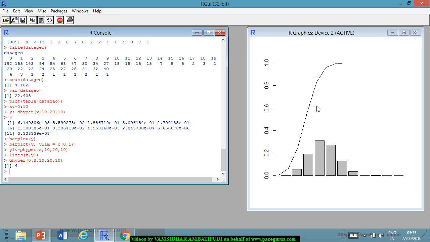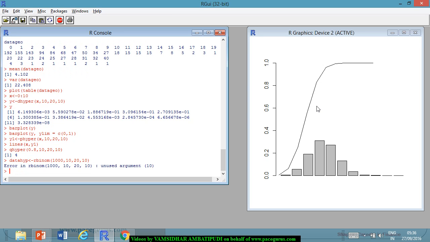And if I have to generate random samples, talking about how many successes can be generated, for that I can use R binom, where I'll generate 1000 such samples, and all other things B, R, N will remain the same, 10, 20, 10. And this I can assign to data hype. Unused argument. I can't give R binom. I have to give it as R hyper.